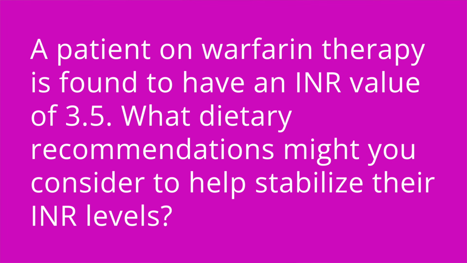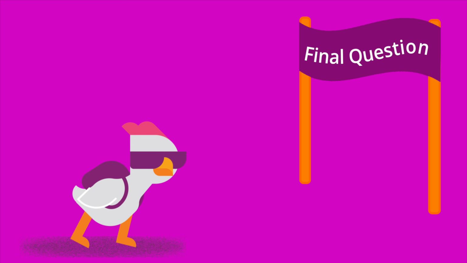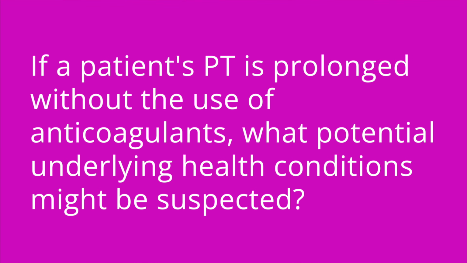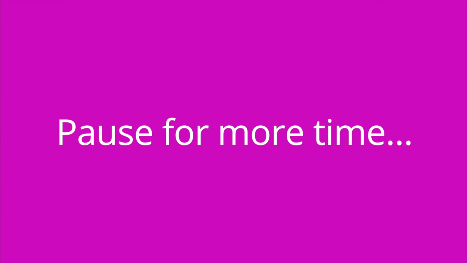A patient on warfarin therapy is found to have an INR value of 3.5. What dietary recommendations might you consider to help stabilize their INR levels? Encourage a consistent intake of vitamin K through the diet to decrease fluctuations. If a patient's PT is prolonged without the use of anticoagulants, what potential underlying health conditions might be suspected? Liver disease or vitamin K deficiency.